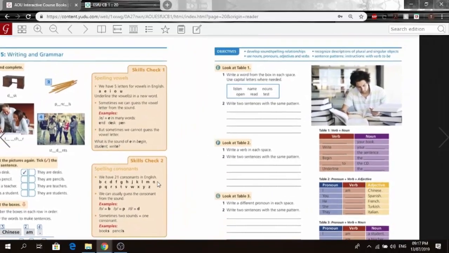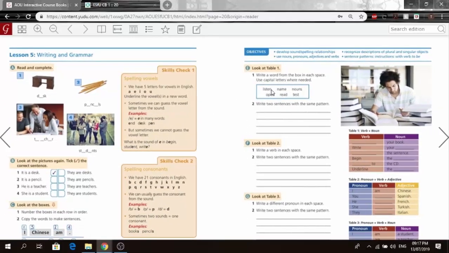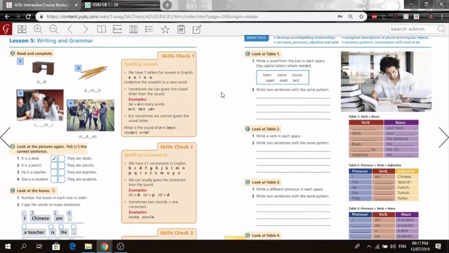So now let's move on to this part right here. So look at table 1, write a word from the box in each space, use capital letters where needed. Okay. So we have here listen, name, nouns, open, read, and test. So actually, you know what?